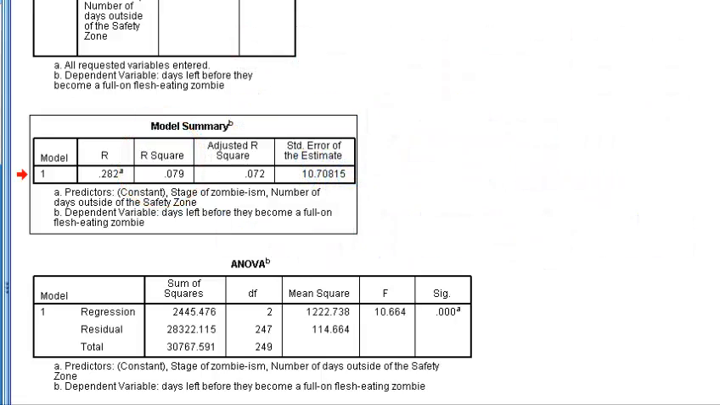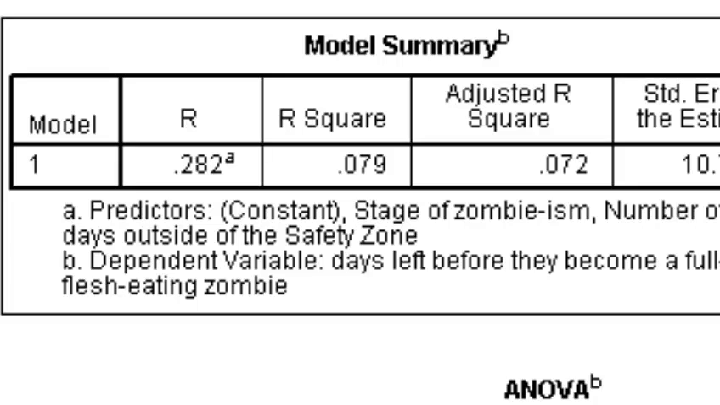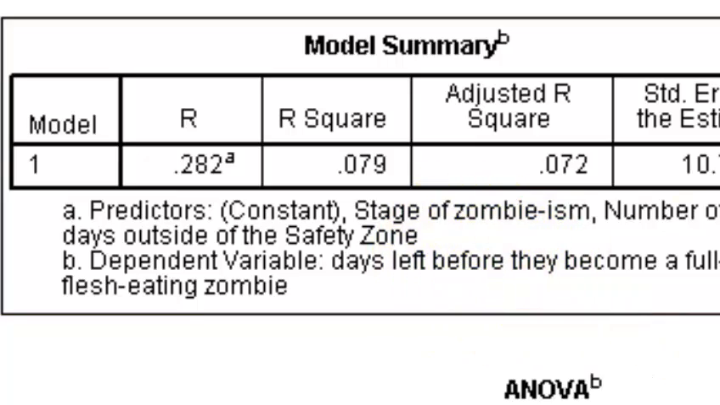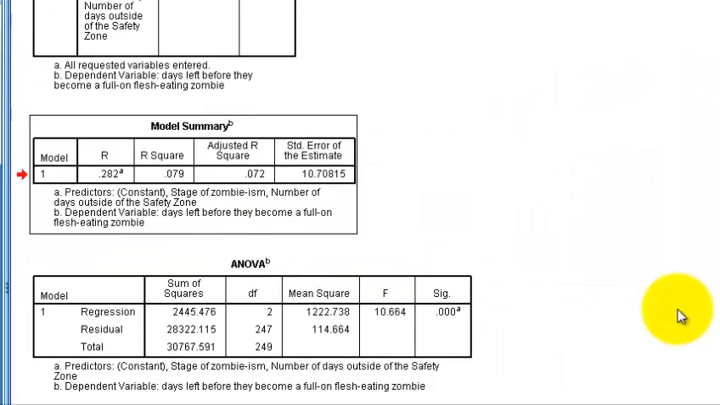Therefore, 7.9% of the variance of the outcome, which is days left before they become a full-on zombie, can be explained by the predictors of stage of zombieism and days being outside of the safety zone. In other words, this is not a strong model, or the predictors are not good enough at predicting the outcome of the regression model.